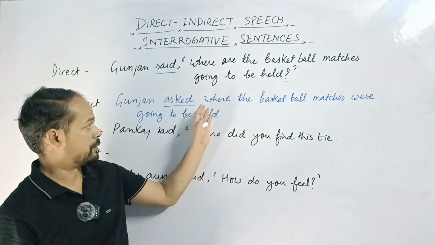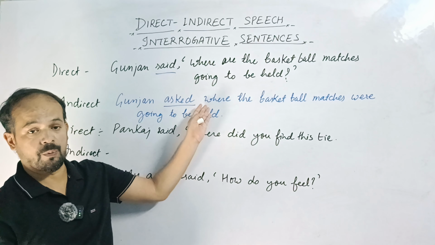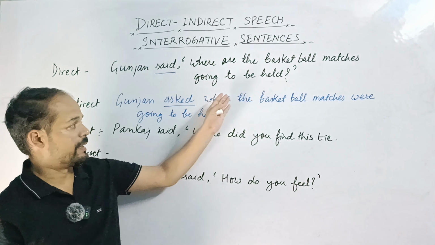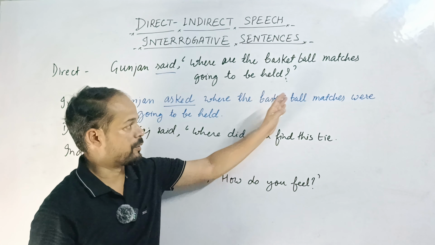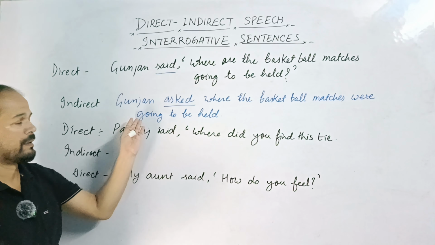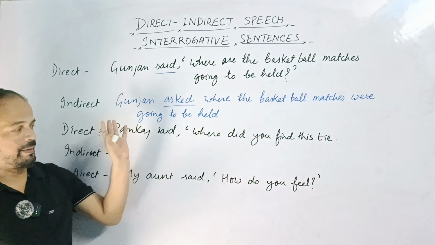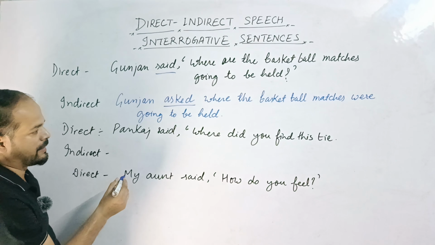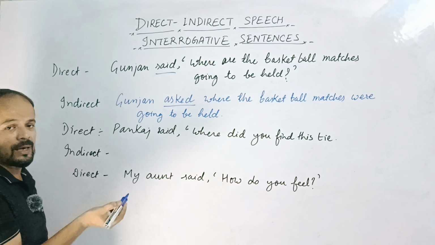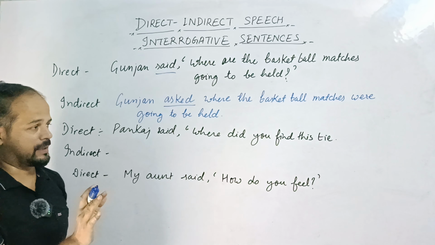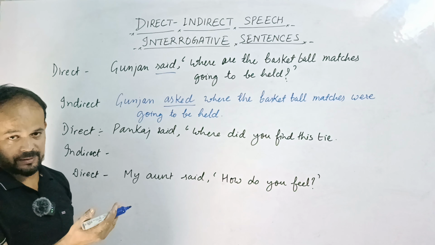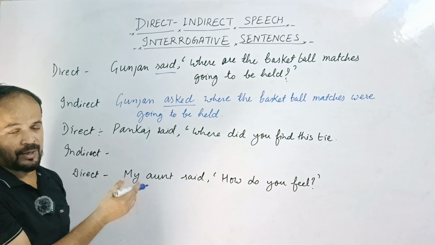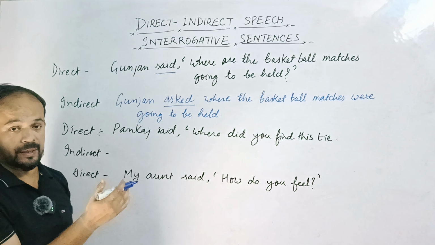So wherein we write, since this is starting with the question word, we'll write the question word, and then the subject, it will be followed by the helping verb, and then the main verb, and the other words will be there. Okay, so next sentence is Pankaj said, where did you find this tie? All other rules will remain as it is. I mean, we have to change the tense. If the reporting verb is in past tense, we have to change the tense also accordingly.